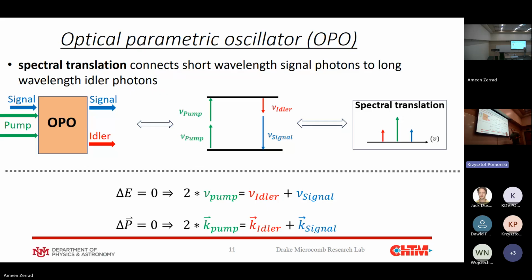So what it allows us to do is take the information associated with the signal and pass it on to the idler photons, which are at anywhere between 1,000 nanometers to 1.2 microns. And these signal photons are anywhere between 500 and 800 nanometers. So that's what we're proposing.